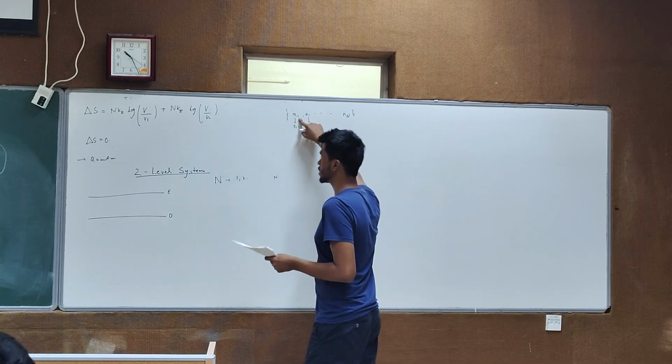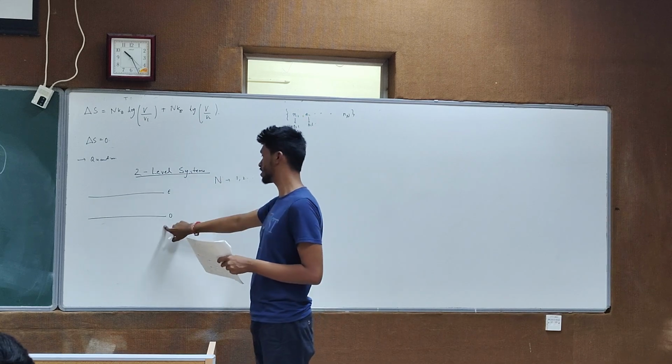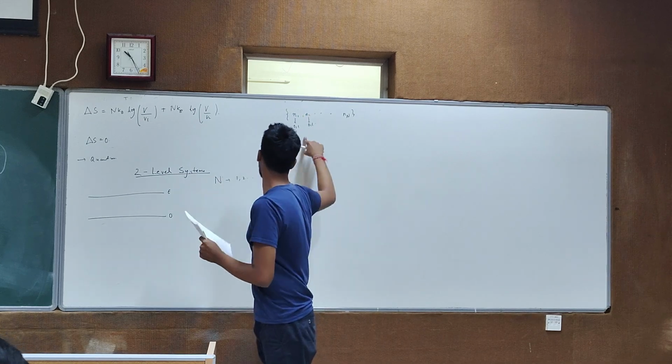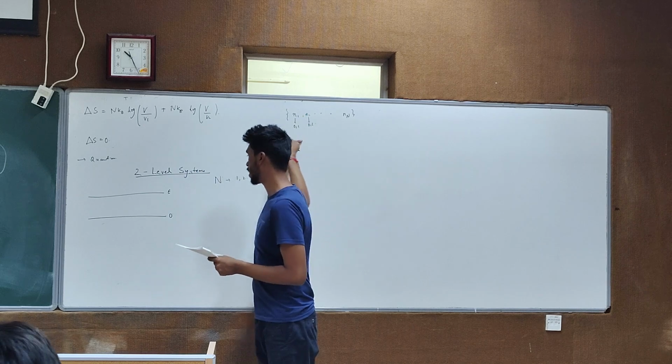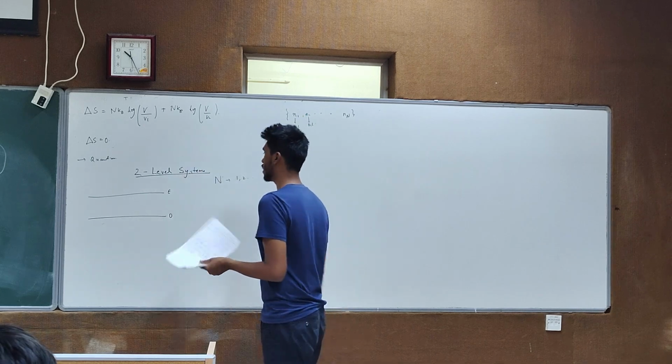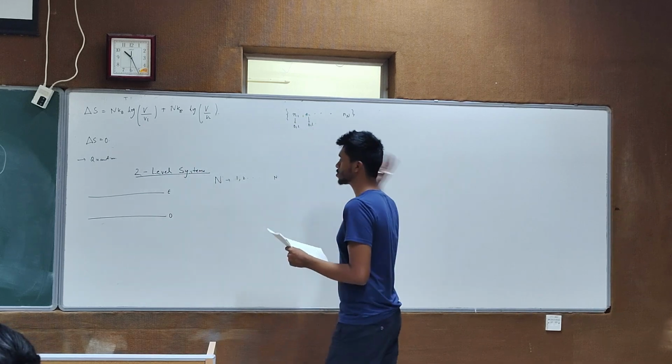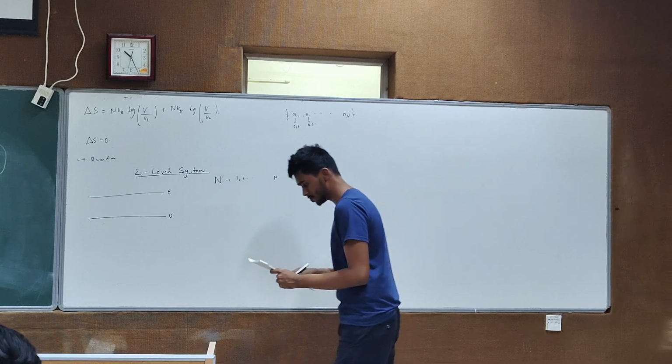So when n1 is 0, it would mean that the first particle is in the 0 energy state. When n1 is 1, it would mean that the first particle is in the epsilon energy state, and so on for all the particles.